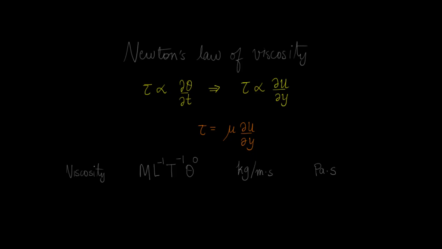So viscosity therefore has the units of stress divided by the velocity gradient, which is to say the dimension of viscosity is M L to the power minus 1 T to the power minus 1, Theta to the power 0, and the unit is kg per meter per second, which is nothing but Pascal second.